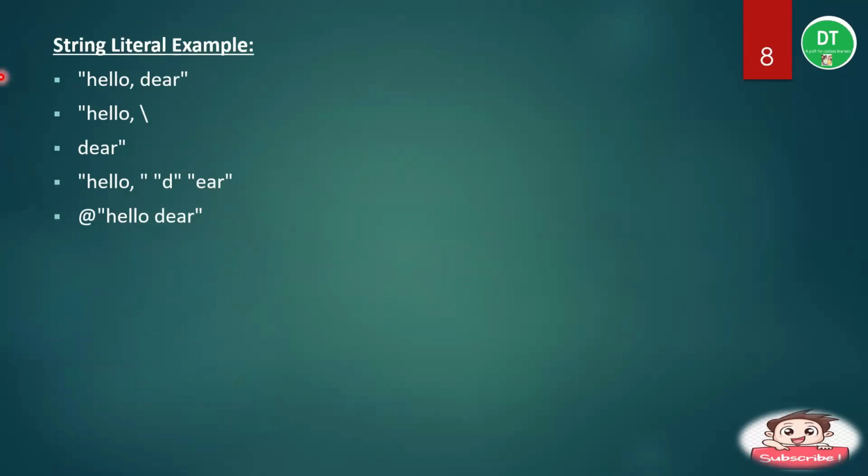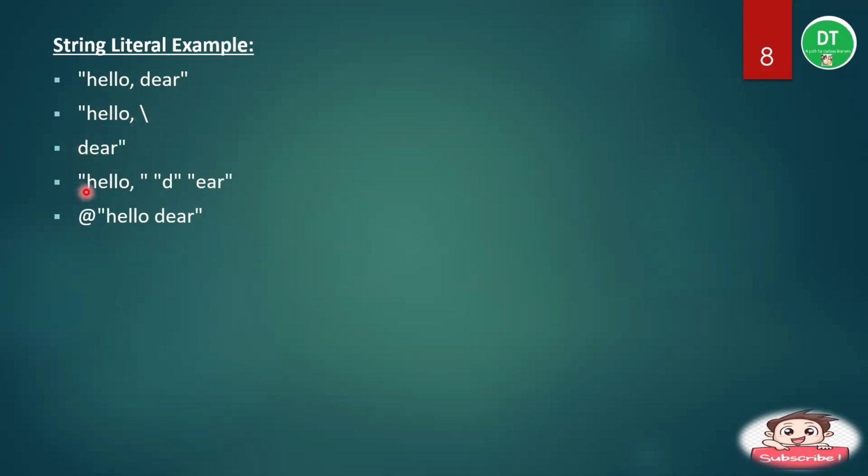Now we'll discuss a string literal example. You can see "hello dear" is a string literal. This is the string value which we can assign to a string variable. It is present in double quotes, and in between it has a comma here. So this is totally one string literal. You can see here double quote, hello, comma, then backslash, and after that dear. So here it will print hello dear.